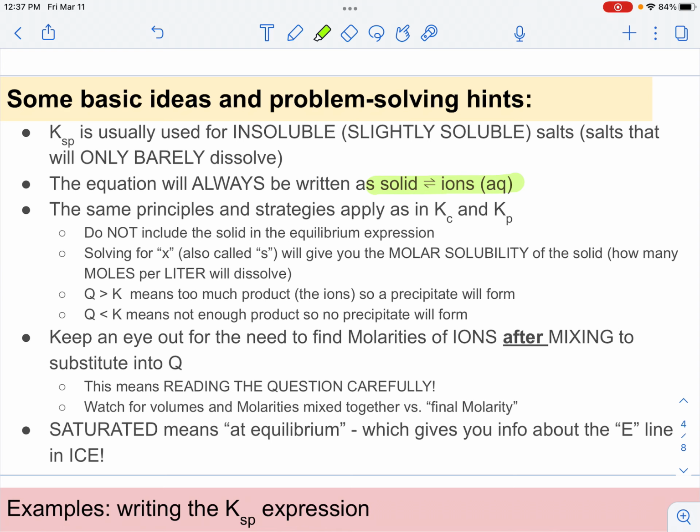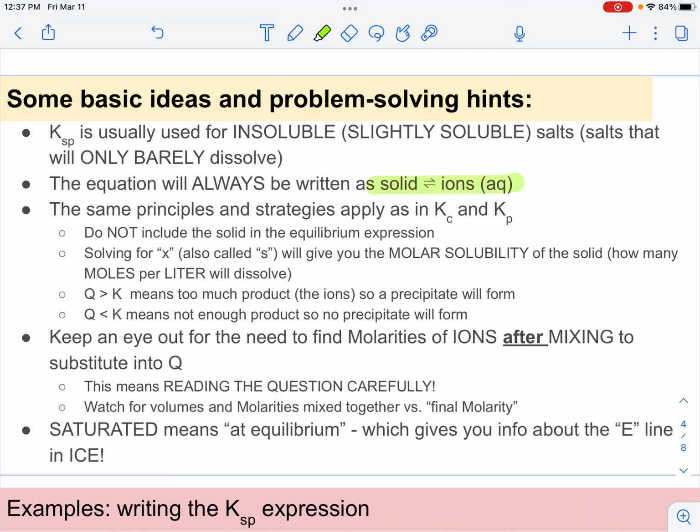The thing that this helps you with a lot is that usually we only talk about KSP for salts that we used to call insoluble and now we're going to call slightly soluble. And really what this means is that they barely dissolve. So anything that we use KSP for is pretty much on your insoluble list in your solubility rules.